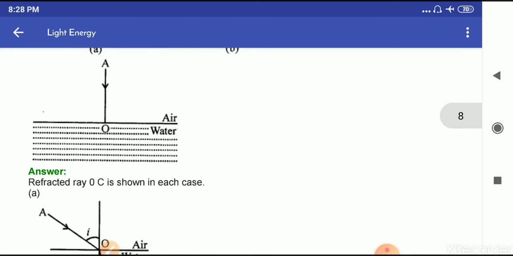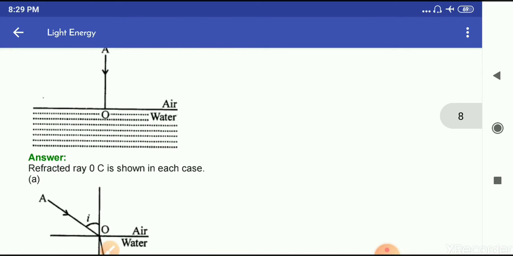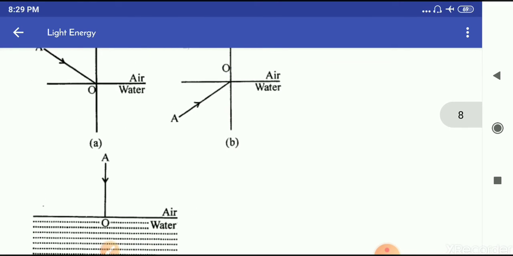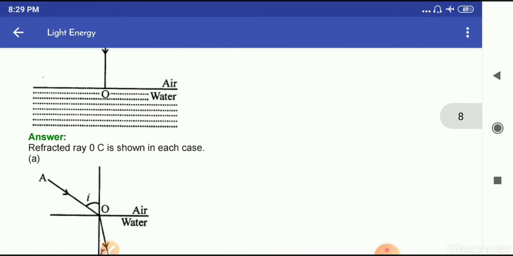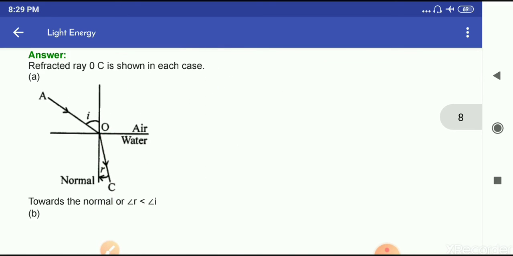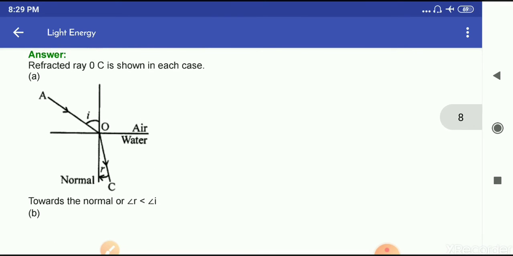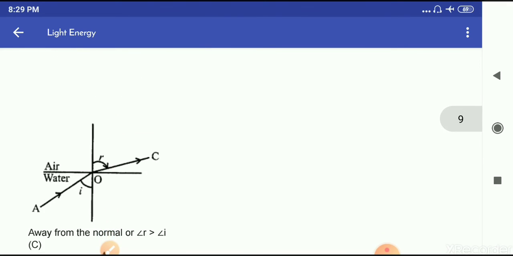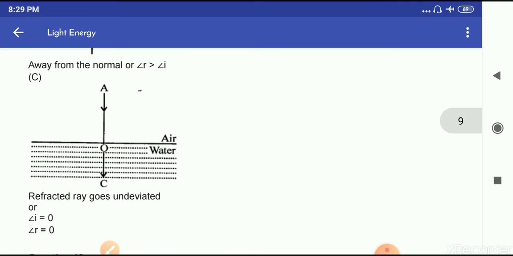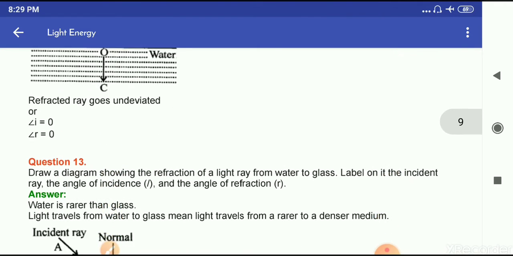Meaning from air to water and from water to air. And also from air to water when the ray of light is incident normally. These are the diagrams you can complete from here. This is for A, this is B part, and this is your answer for C part. Now question number 13.